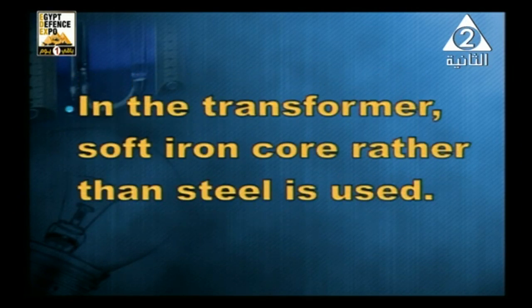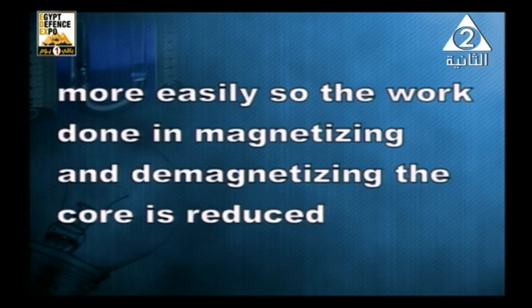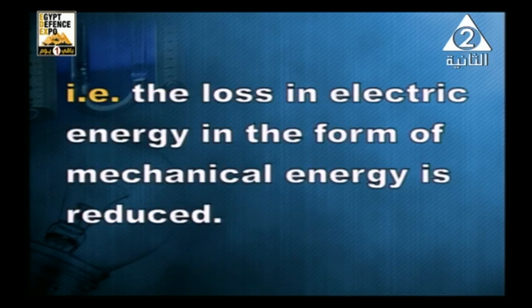Another give reason: in the transformer, soft iron core rather than steel is used. Soft iron is more easily magnetized than steel and loses its magnetism more easily, so the work done in magnetizing and demagnetizing the core is reduced. That is to say, the loss in electric energy in the form of mechanical energy is reduced.